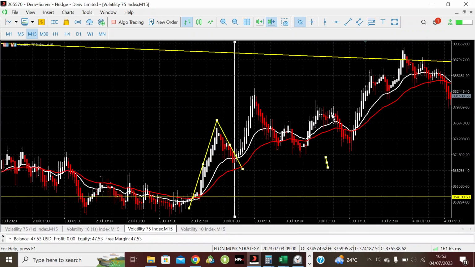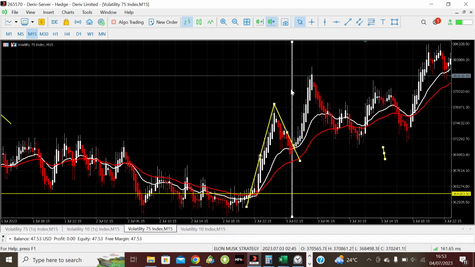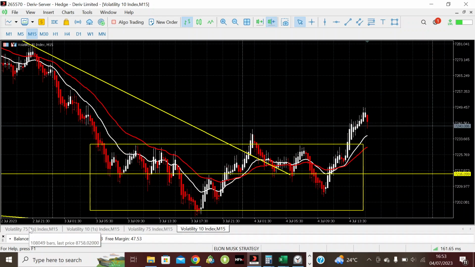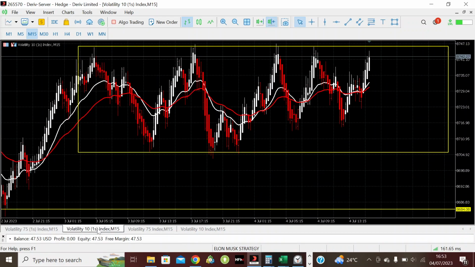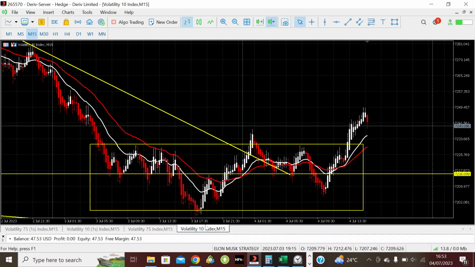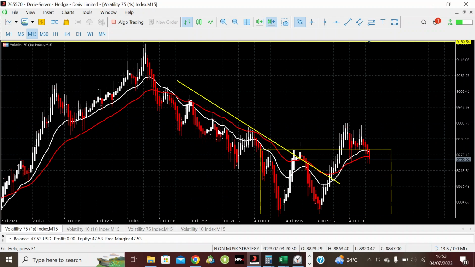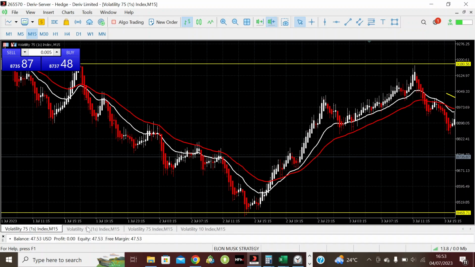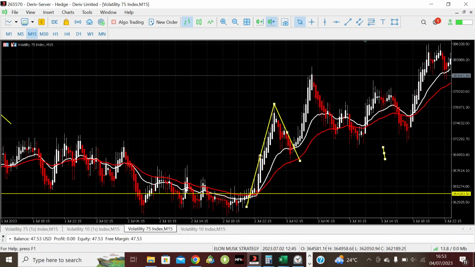Okay, so the strategy is very simple. The strategy I'm going to be using is going to be one strategy on 4 instruments. You can see the instruments here. 1, 2, 3, 4: the V75 1S, V10 1S, the V75 index itself, then the volatility 10 index. Okay, the strategy is very simple. I will show you guys the strategy now. It's only one strategy, and let me just look for one good pair to show you guys the strategy.